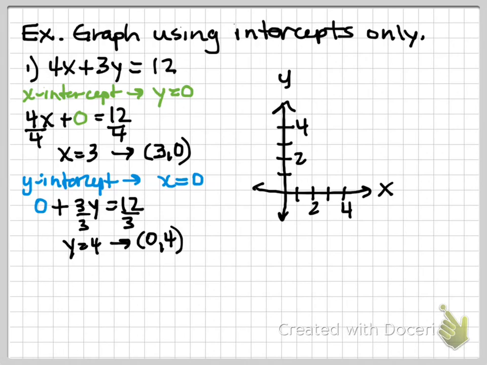Now I just simply graph my 2 points. So my x-intercept was at (3, 0). My y-intercept was at (0, 4). And all I do now is to connect them with a line. And that's it. Pretty easy stuff. And that's all because it was written in standard form for me. It was really simple to solve.